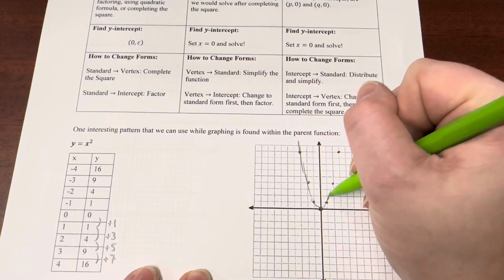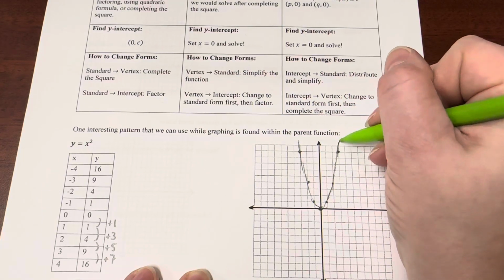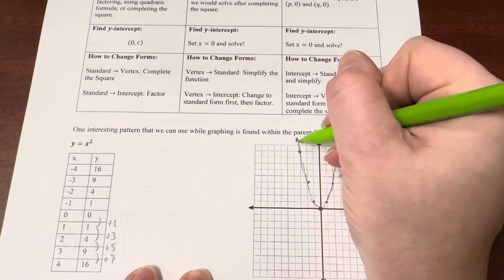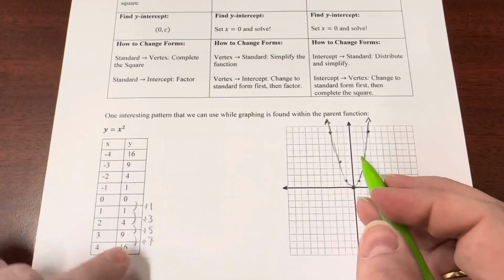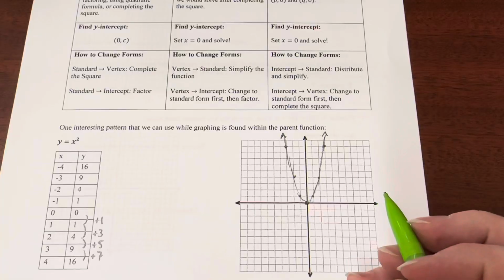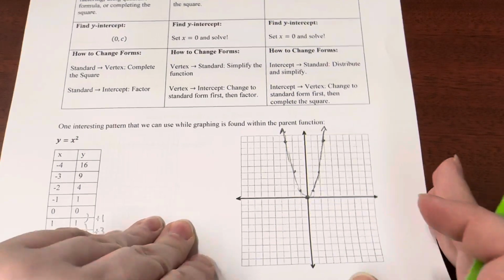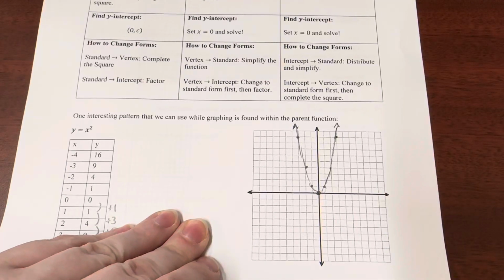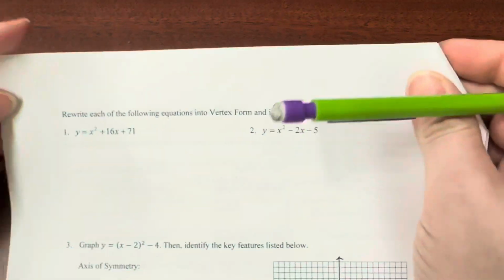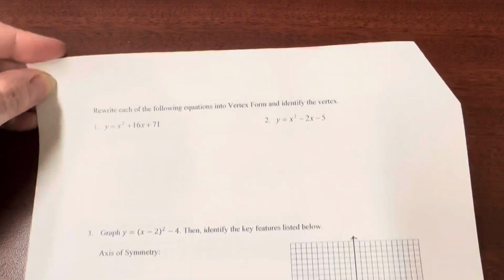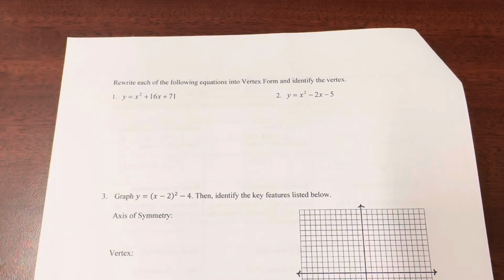So if I didn't have this table off to the side and didn't feel like calculating all the coordinates, as long as I had my vertex and I knew this pattern, I could graph this very quickly, actually faster than you could with a calculator. And so we're going to be applying that pattern here in just a few. First, I want to go over how to switch from standard form to vertex form using completing the square.